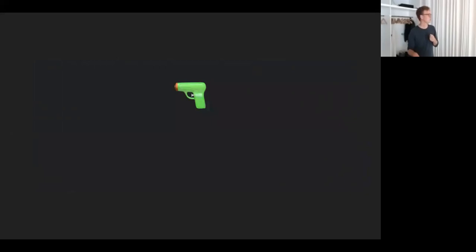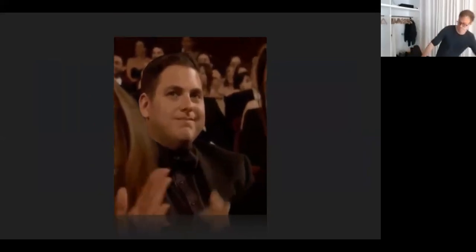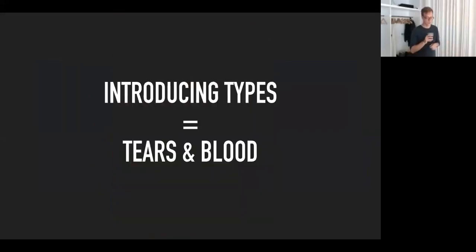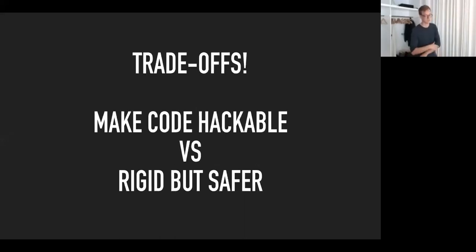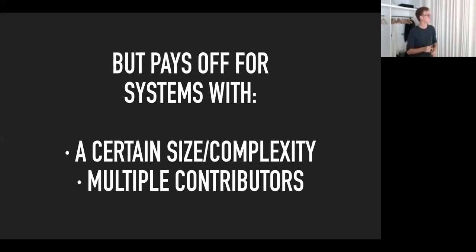So, silver bullet? Yeah, no. Introducing these types requires tears and blood and time. But it's trade-offs, right? It's around whether you want your code to be very easily hackable, super easy to change stuff, also easy to break, or make it more rigid and safe. So it's a trade-off. But I think it pays off for systems of a certain complexity and size, and maybe if there's multiple contributors. It depends a bit on the project.